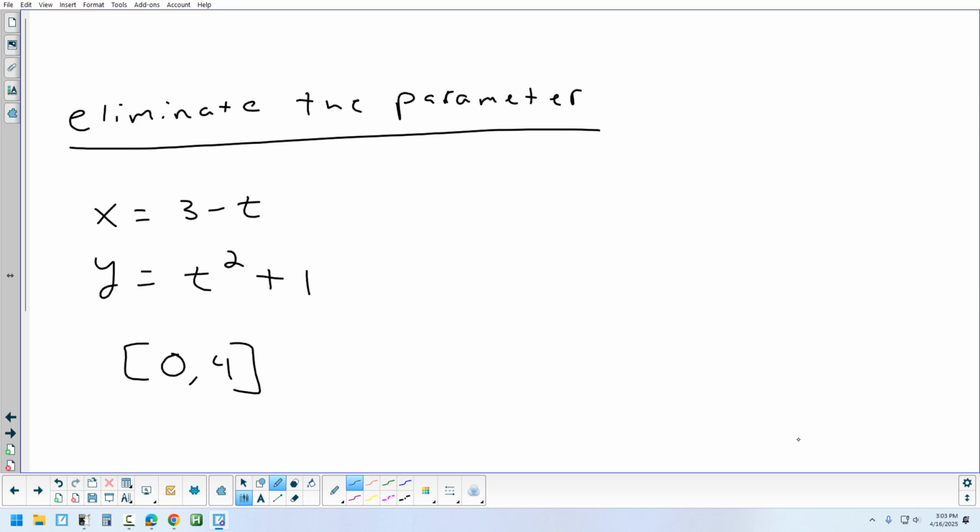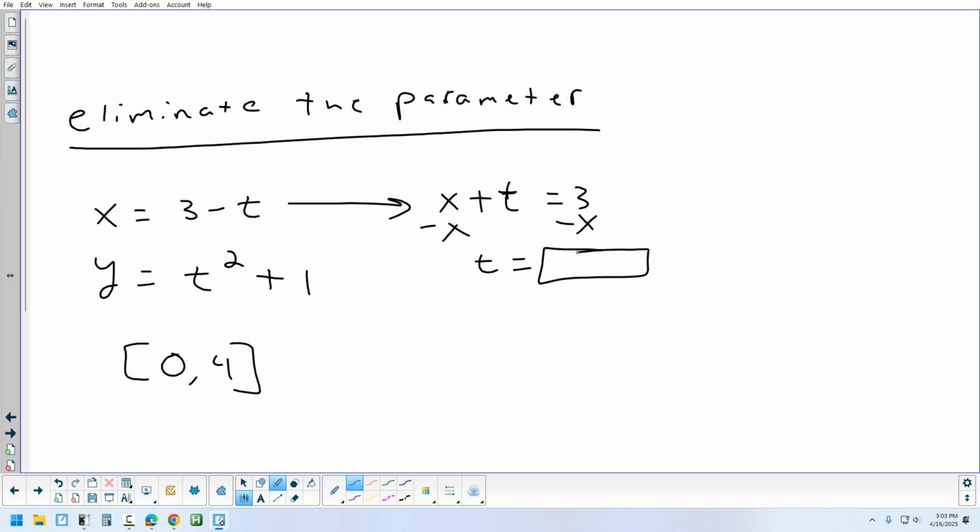So what I'm going to do first, because I don't want to deal with that -t, I'm going to just move the t to the other side. So it's going to be x plus t equals 3. Right? And I did that purely so that t is no longer negative. Now it's positive. And Aiden, what would be my last step to get t by itself there? Subtract x. So that would mean t equals 3 minus x. Yep. Okay, so now we've got a formula for t.